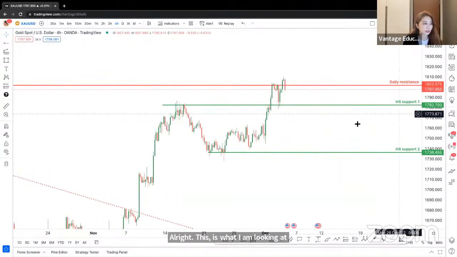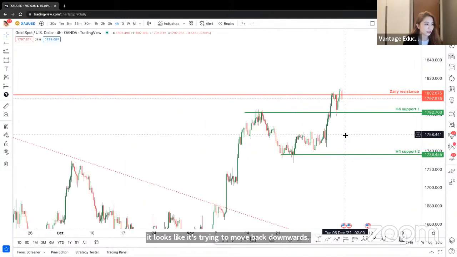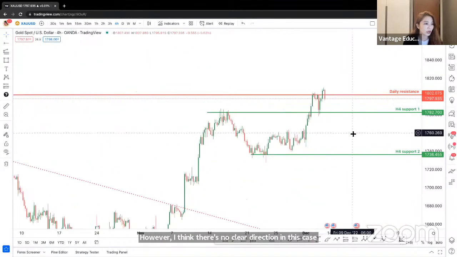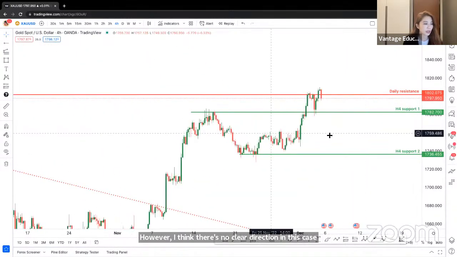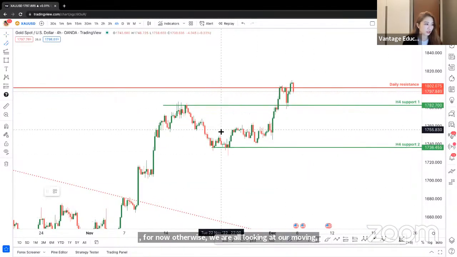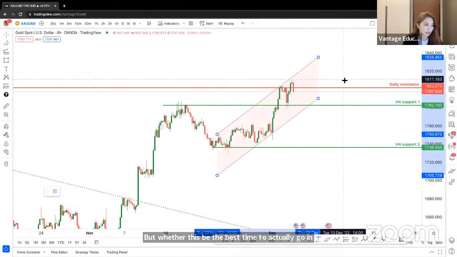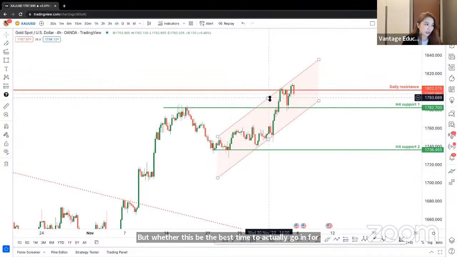It looks like it is trying to move back downwards. However, I think there's no clear direction in this case for now. Otherwise, we are all looking at it moving upward, but whether this would be the best time to actually go in for a buy? Personally, I don't think this is the best time for a buy.